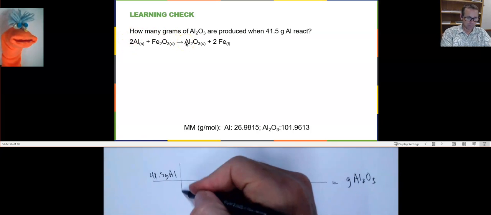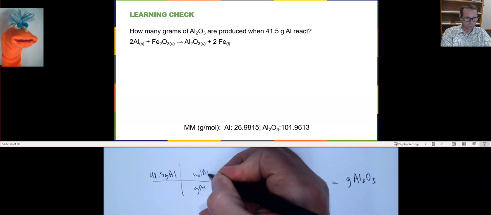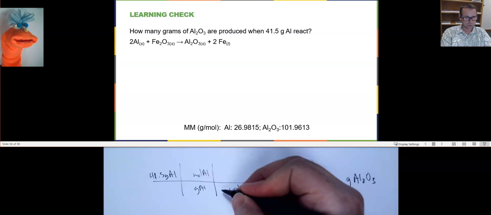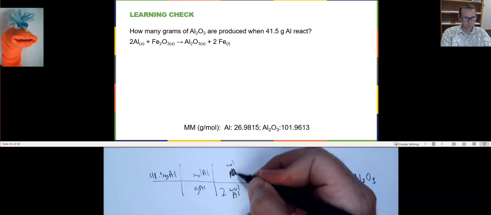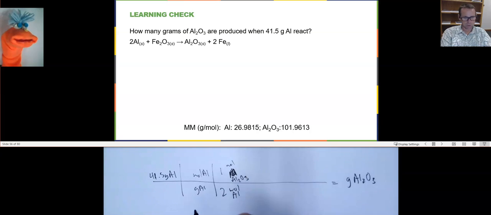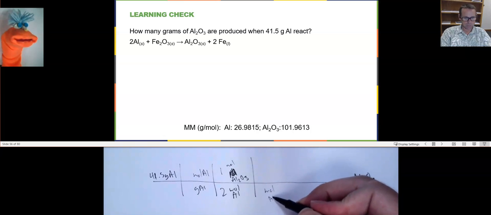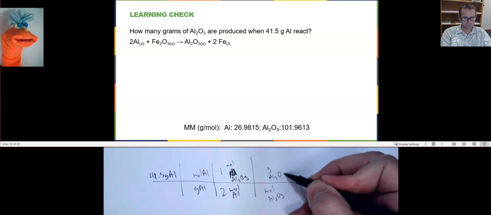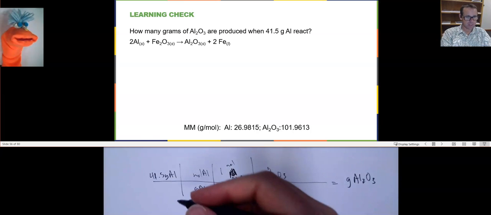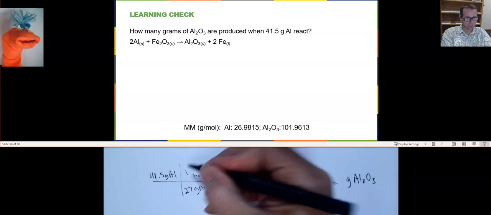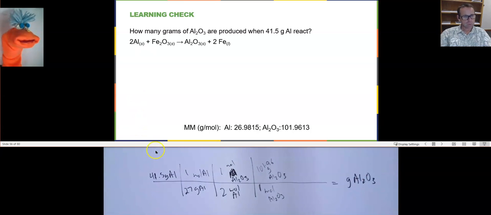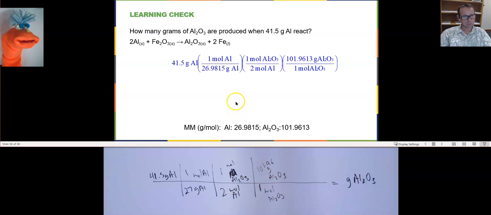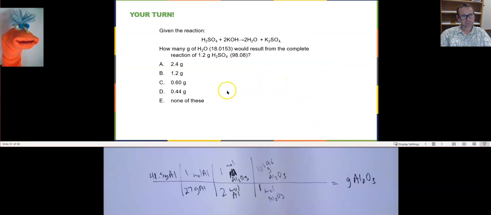Now that's not grams, so I have to convert grams of aluminum to moles of aluminum. But then when I have moles of aluminum, I can go from moles of aluminum, 2 moles of aluminum are consumed for every 1 mole of Al2O3 produced. And then I can go from moles of aluminum oxide, Al2O3, to grams of aluminum oxide, Al2O3. And then I have a molar mass there provided for us, 27 grams per mole. And then here, 101.96 grams for every mole. So 41.5 divided by 27 divided by 2 times 102 should give me my mass of aluminum oxide. Okay? Good.